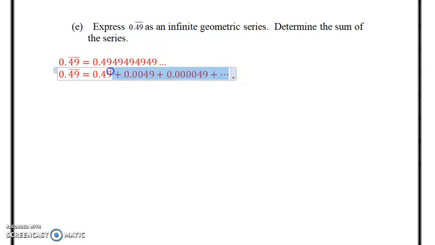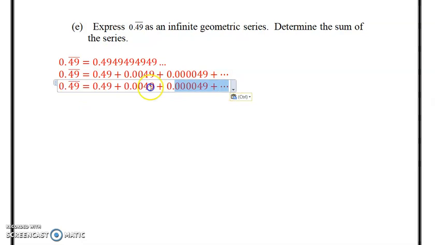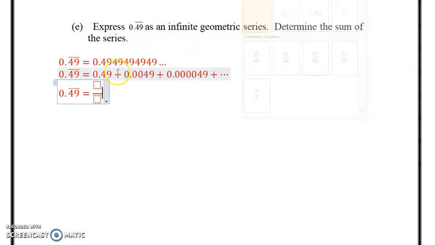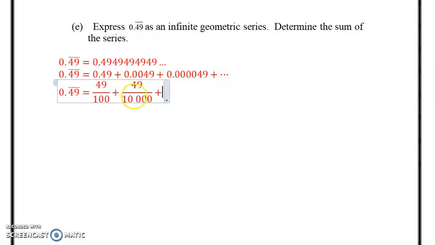Next, we take these and turn them into fractions. So 0.49 represented as a fraction, as you guys are aware, is 49 over 100, because it's 49 hundredths. Next, we have 49 over, well, what's the place value of the 9? The place value of the 9 is in the 10,000ths. So we're going to put 49 over 10,000. And then, of course, we continue on. And we'll do one more.